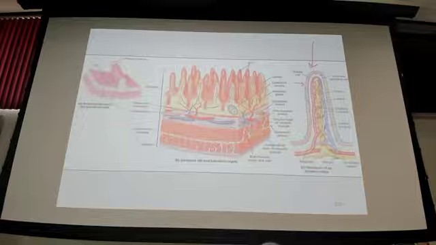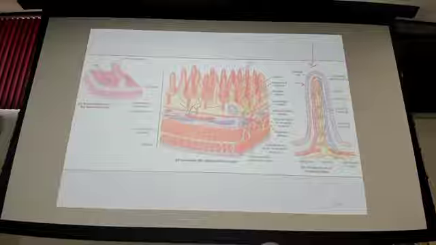So what does that mean? That means that there is a ton of surface area for absorption, for secretion, to make sure that we extract everything we possibly can and get all the water out of it as possible. Most of us associate large intestine with water reabsorption, and that is true, absolutely.